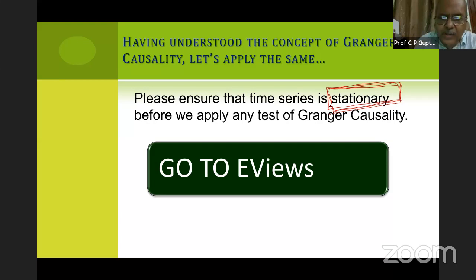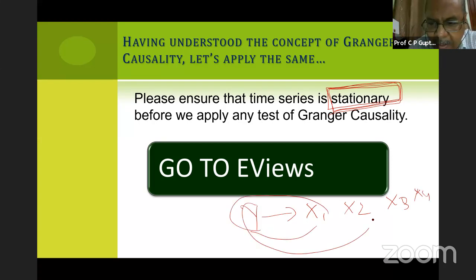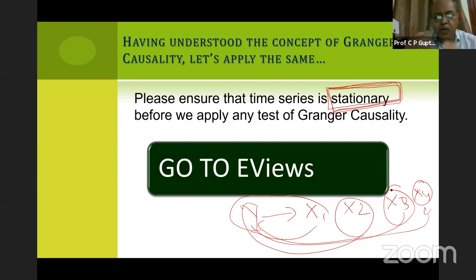If we have more than one independent variable, say y, x1, x2, x3, x4, then you can have the pairs x1-y, x2-y, x3-y, x4-y. You have to establish Granger causality pairwise. Okay, that you can do.